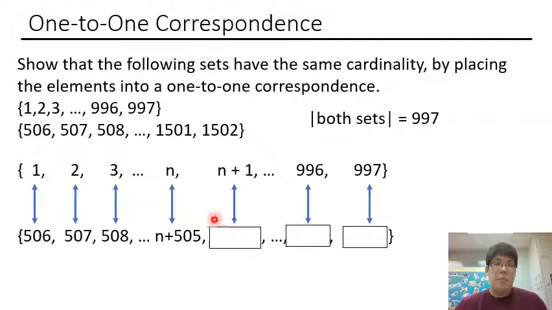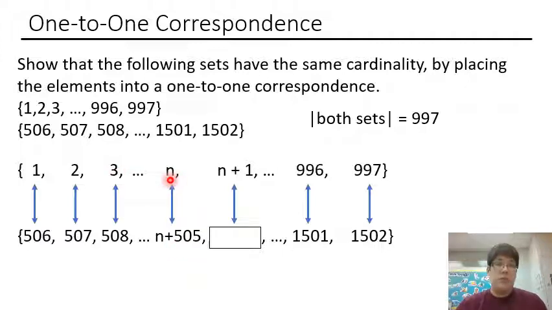Now, I want to skip over these n's because they're a little more complicated. I'll come back to them. 996 is going to be matched up with 1501, and 997 is matched up with 1502. Now, let's talk about what this n and n plus 1 means. The n is just saying that it is any number in this set, any of these in between the dots. That number is going to be matched up with n plus 505. So let's try it out.